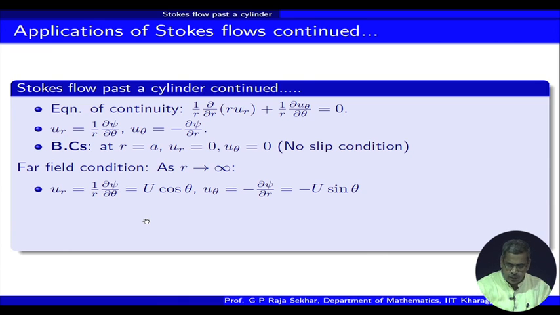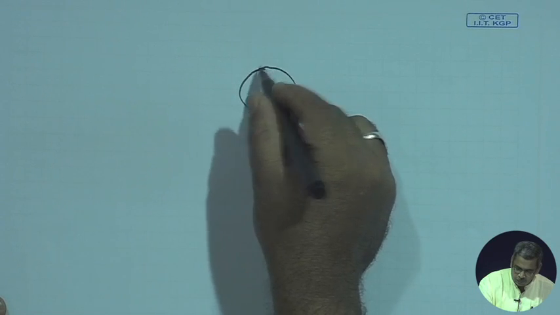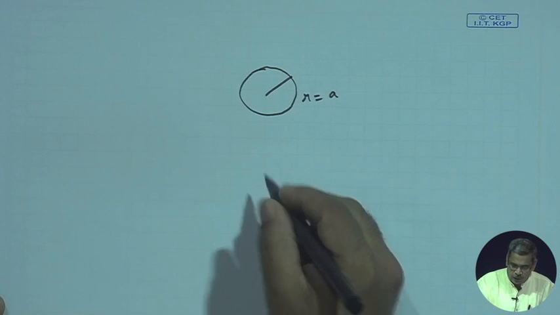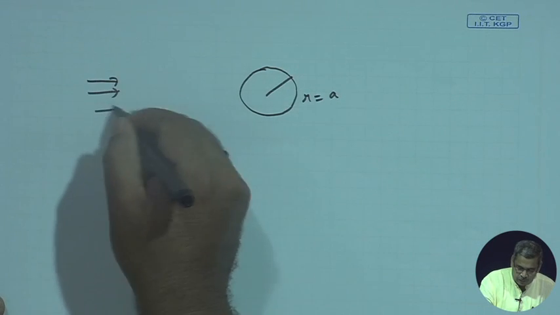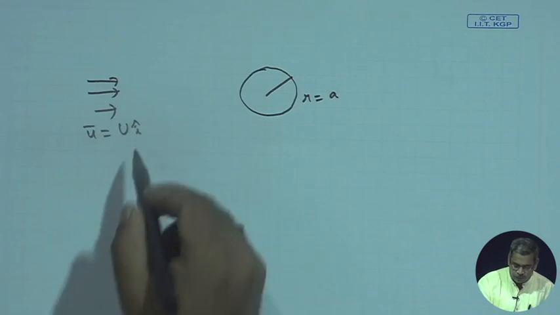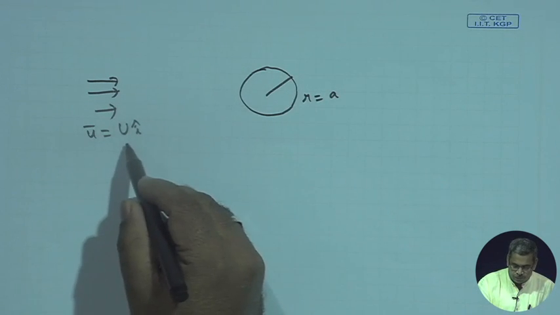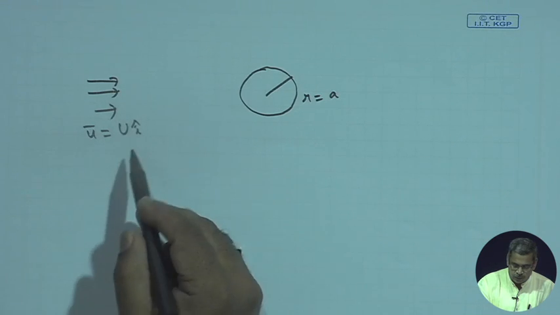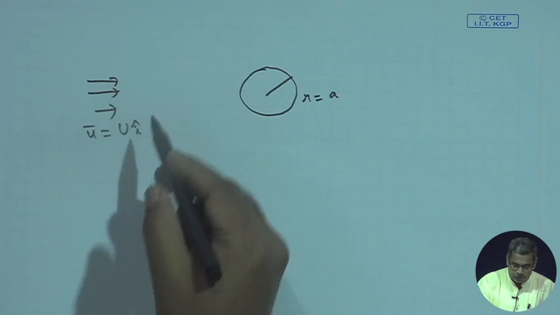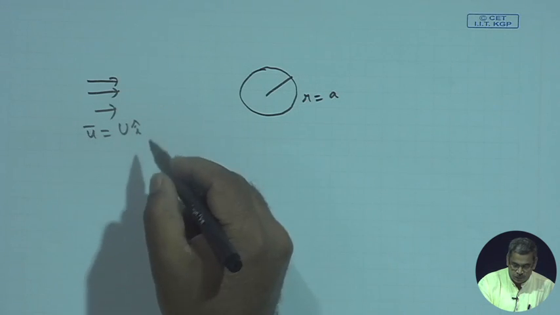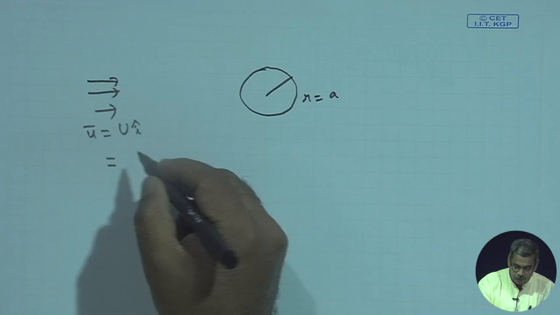This requires a little explanation. We are considering a cylinder given by r equals a, and here we are considering a far field velocity, but we are not solving the problem in terms of velocity. We would like to solve the problem in terms of stream function. So corresponding to this we have to get the stream function. Okay. So how do we do this?